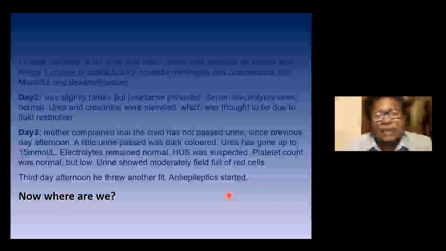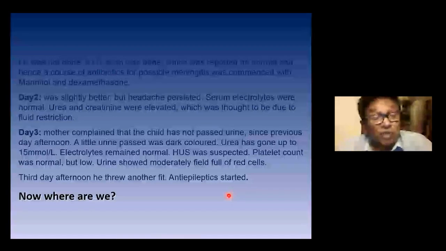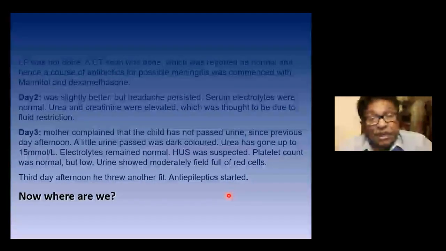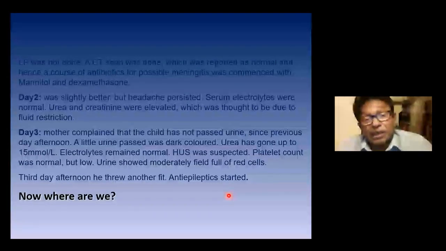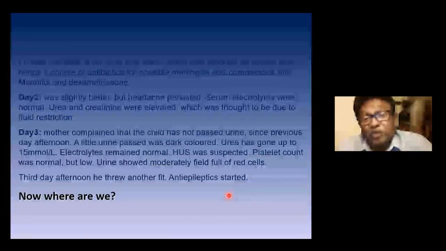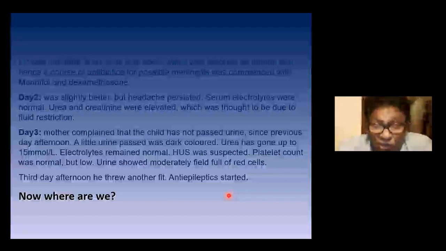Then on day 3, the mother complained that the child had not passed urine since the previous day afternoon. The little urine passed was dark in color. Urea had gone up to 15 millimoles per liter. Electrolytes remained normal. And then we suspected HUS because urine showed moderately full red cells. HUS was suspected, but the platelet count was normal. So is the diagnosis right? Anybody? If there is anyone?